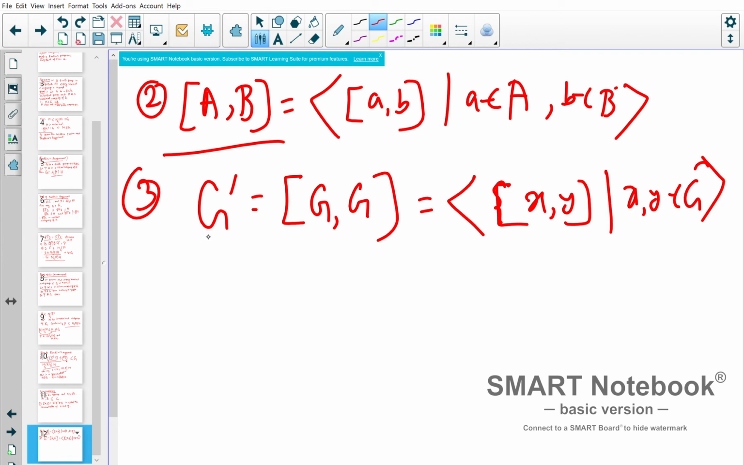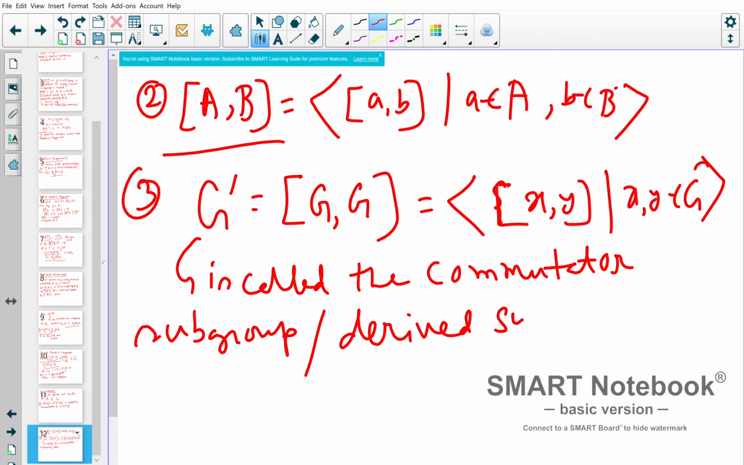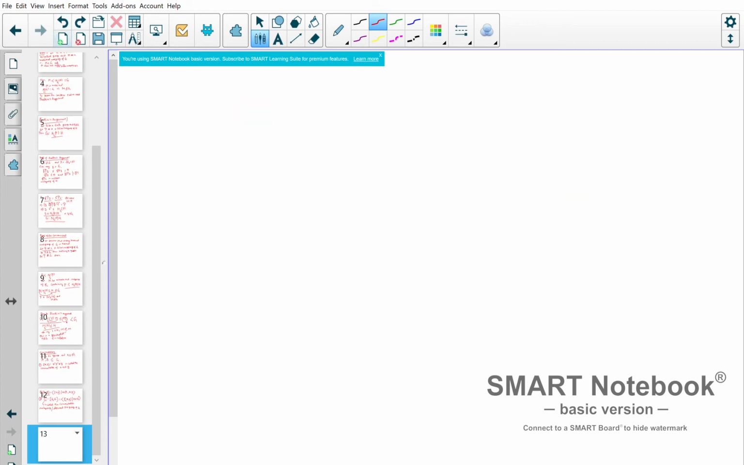Okay, and this subgroup is called the commutator subgroup or derived subgroup of G. This derived subgroup is a very important subject, and it will play a very important role in many places. Now let me give some properties of commutators before we go to the nilpotency of a group using this.